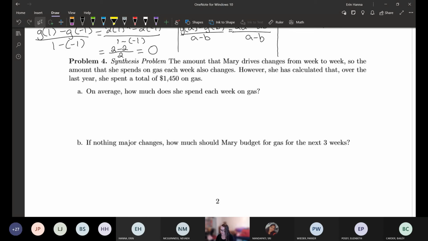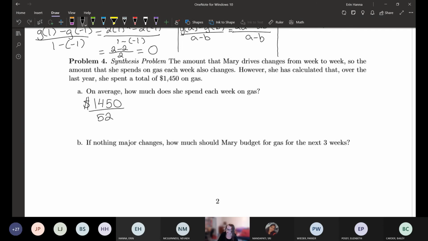So the amount that Mary drives changes from week to week, so the amount that she spends on gas also changes. However, she calculated that over the last year, she spent $1,450 on gas. She needs to own a hybrid. They're great. On average, how much does she spend each week on gas? So if you think about this, it doesn't really sound like an average rate of change question, but it kind of is, because if you think about the starting value being 0, 0, and the ending value being after 52 weeks, she spent 1,450. We're essentially taking the 1,450 and dividing it by the 52 weeks that are in a year.